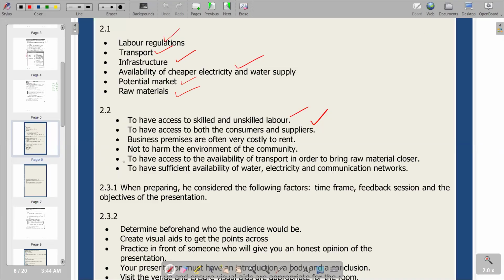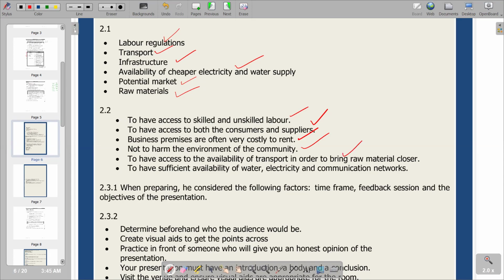The other importance of our business location that we have is that business premises are often very costly to rent. That we should have a location of our business where it is not very expensive for us to rent. Remember, rent is part of our costs that we are going to incur as a business. So we have to be sensitive about that. Then I will go to the next one, saying not to harm the environment of the community. Also important. Then also you have to have access to the availability of transport in order to bring raw materials closer. And also that's the importance of location.